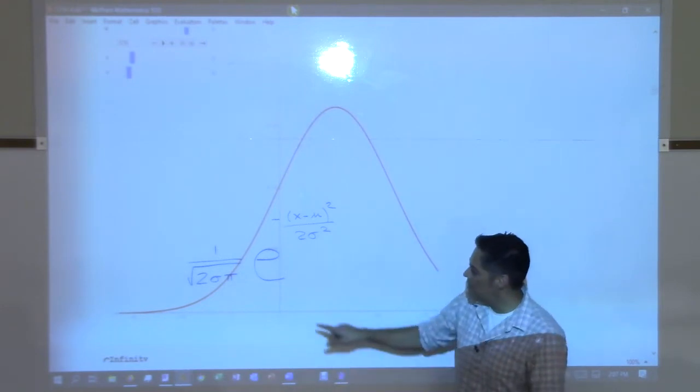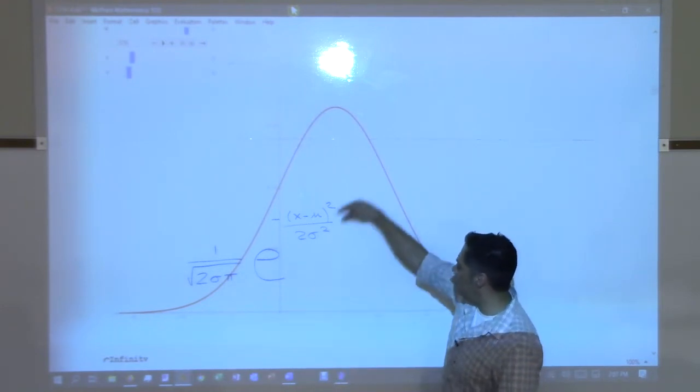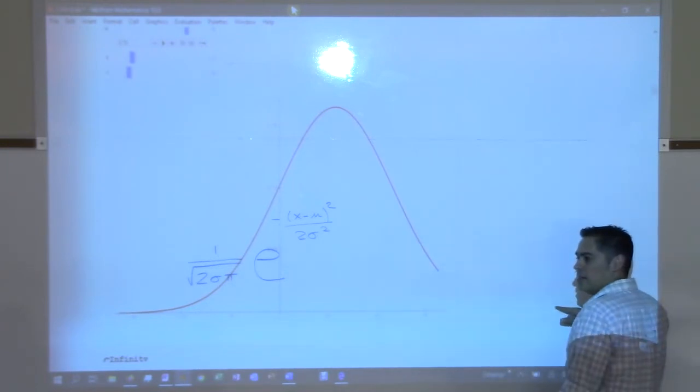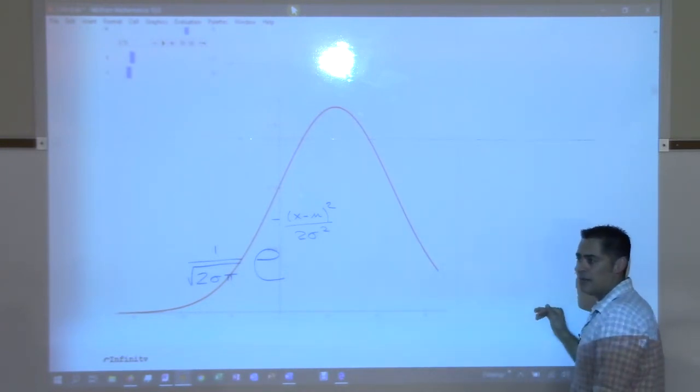What you would need is a graph that starts here at 0, goes up, comes back down, and then goes like that, and goes forever. That's what you would need, and that's a different type of distribution.